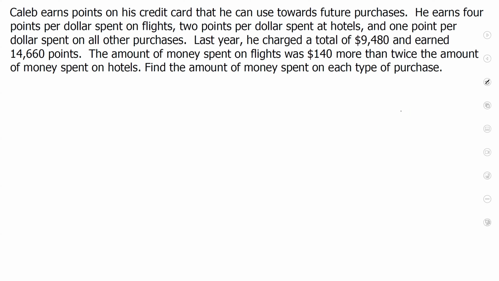So Caleb earns points on his credit card that he can use towards future purchases. He earns 4 points per dollar spent on flights. I'm going to let X represent flights. And 2 points per dollar spent at hotels. I'm going to let Y represent hotels. And 1 point per dollar spent on all other purchases. I'm going to let Z represent all other purchases.